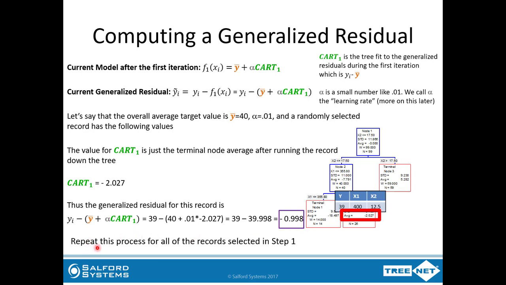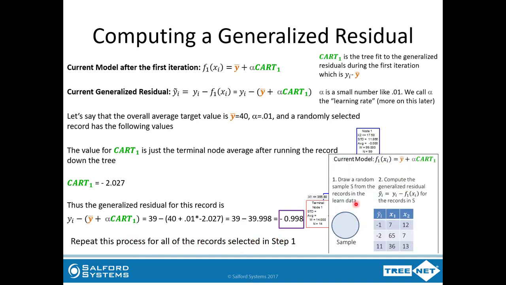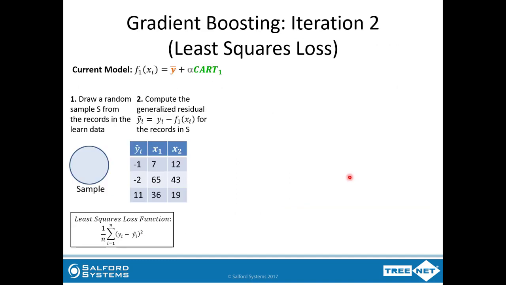Now what you do is you just repeat this process for all the records selected in step 1. So remember, step 1 is where we just draw a random sample from the records in the learned data. And so that's why we have this randomly selected record, and I gave you the following values. So that's where that record came from, just in step 1.